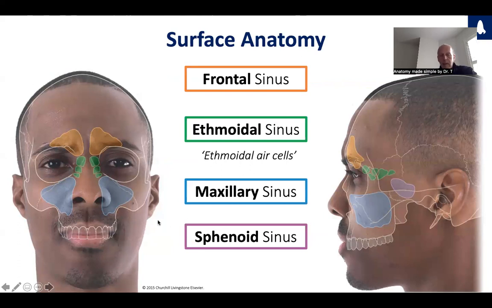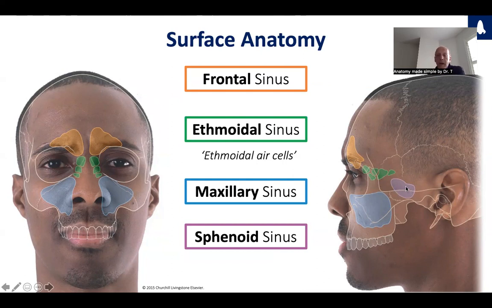Surface anatomy would be a little bit easier now as we know it. Basically, these two yellow colored spaces are reflections in surface projection of the frontal sinus. Multiple green colored spaces are the ethmoidal sinus or ethmoidal cells. And then finally in blue, we're going to have projection of left and right sided maxillary sinuses onto the surface of our face.